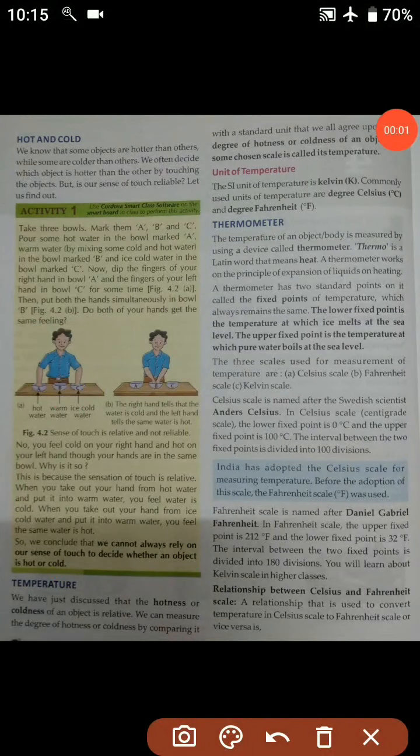The answer is no. You feel cold on your right hand and hot on your left hand, though your hands are in the same bowl. So students, we feel cold on our right hand, that is this hand, which was already in hot water, and hot on your left hand, that means this one, which was in the cold water.